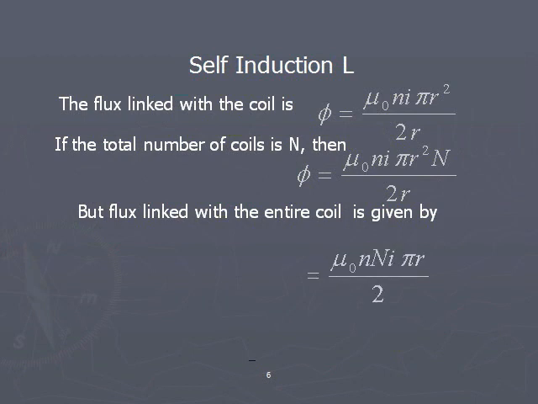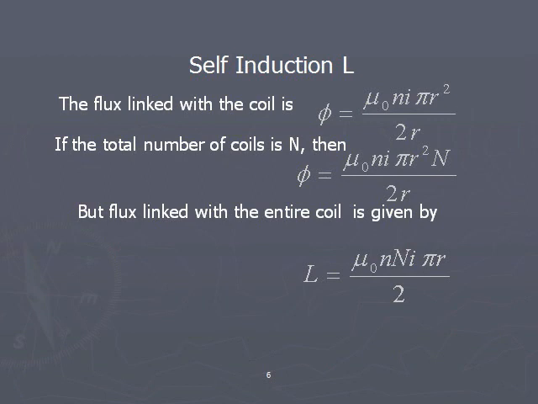Comparing this equation with phi is equal to L I, we get the value of L as mu naught N N pi r by 2. So this is the relation for the self-inductance L of the coil.